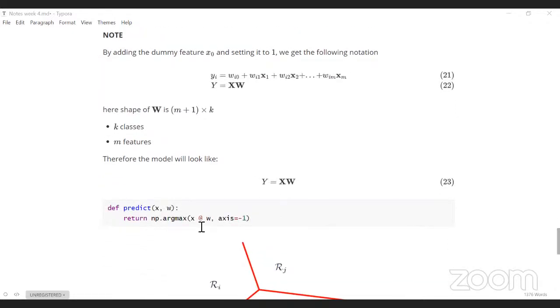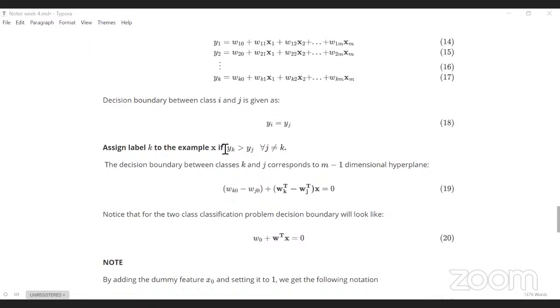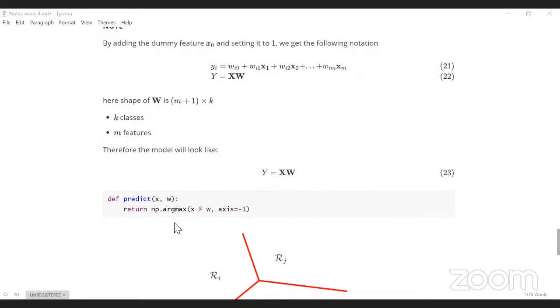So how do you make predictions? You check the values for all K discriminant functions, and if it is greater for the ith discriminant function, we predict the class I. For that matrix, we check for which column it is maximum, and we predict that class. So it is actually the max of XW. XW gives you the values of the discriminant functions, and if it is maximum for discriminant function I, then we classify into class I.